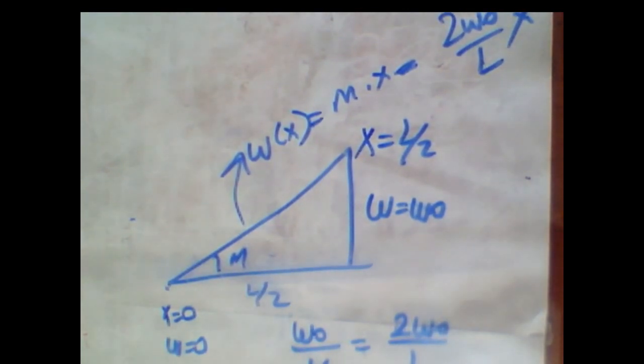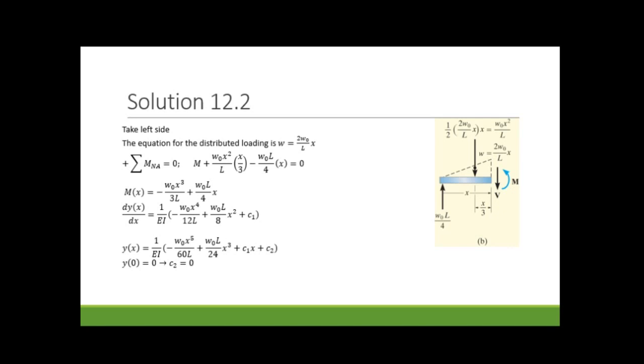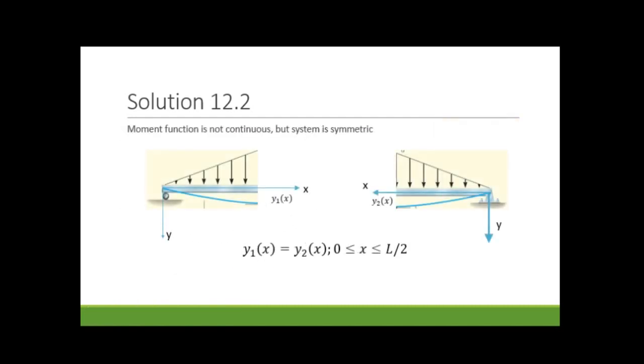Okay, I want to go back to our slideshow. You can see our omega is equal to 2 omega 0 over L x. Now I want to derive the moment, again doing this from statics. You remember that we can find the support reactions. This system is symmetric, therefore we can easily find the support reaction, because it is equal to the total load divided by 2.